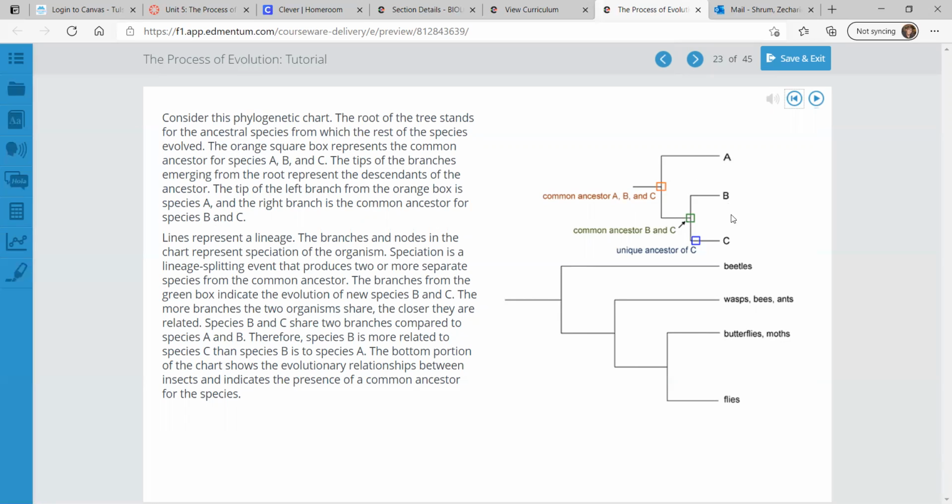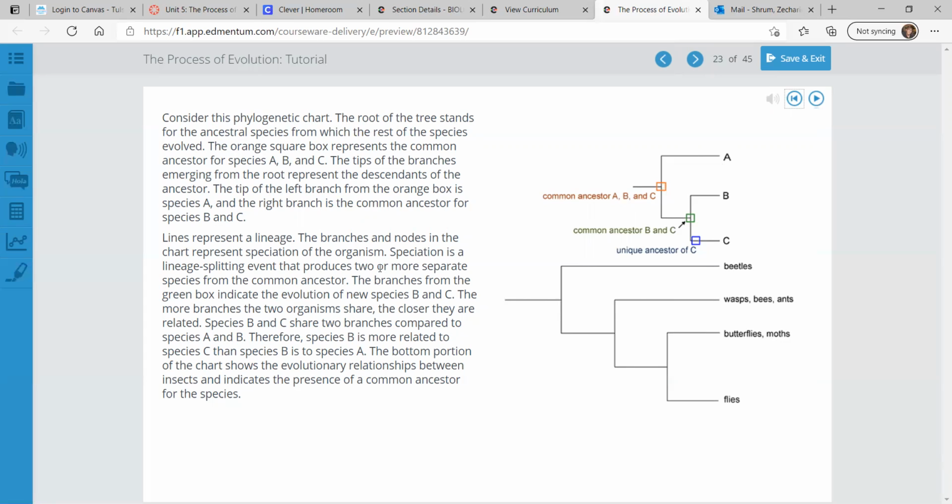So A, B, C, and B and C have a common ancestor here. And then these guys also have a common ancestor with A.